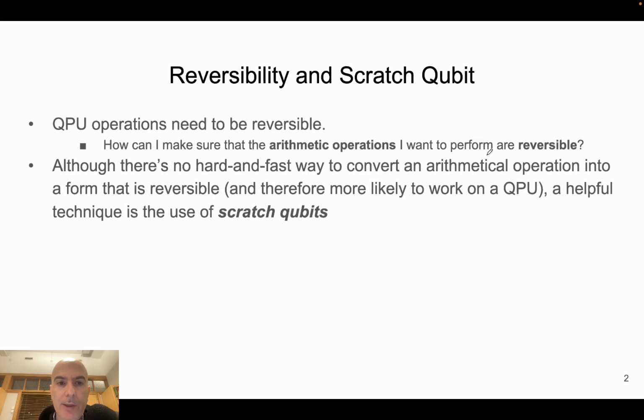We are going to take an example, the absolute value function, and make it reversible using the scratch qubits. We know that QPU operations and quantum gate operations must be reversible because the laws of quantum physics are reversible. The question I want to answer in this lecture is how can we make the arithmetic operation we want to perform reversible? We're going to look at a technique that is based on scratch qubits.